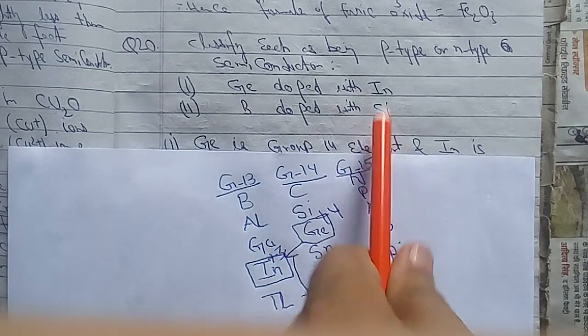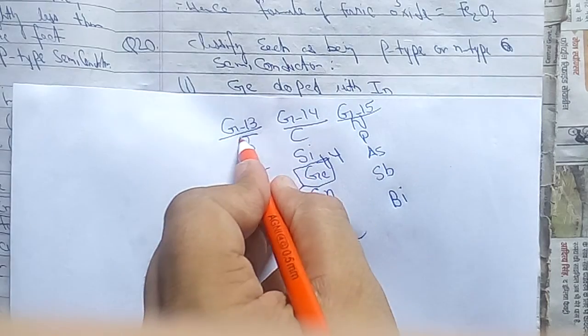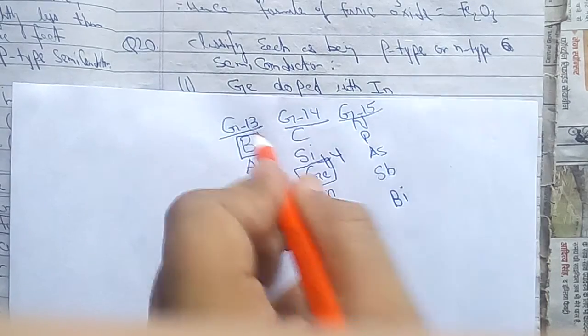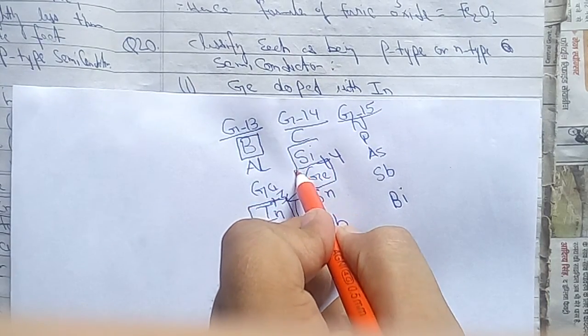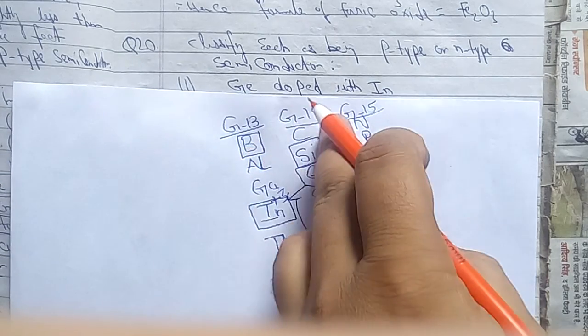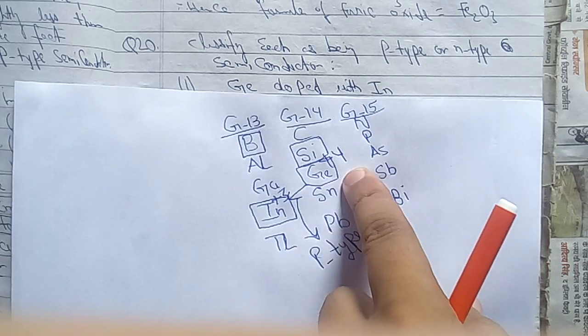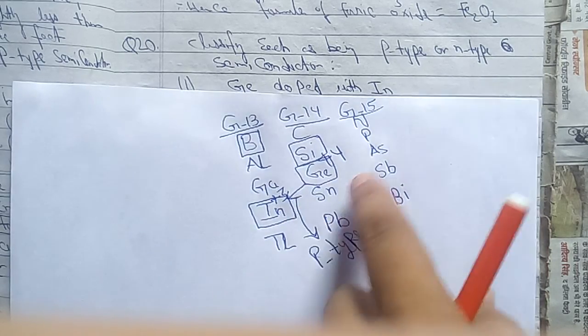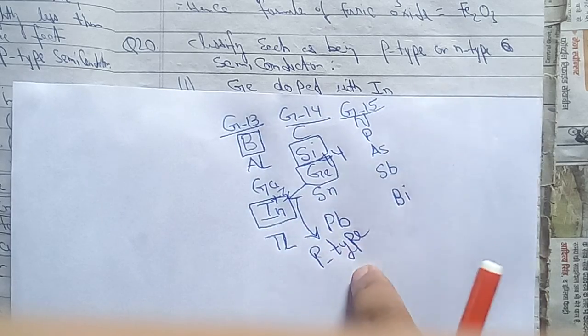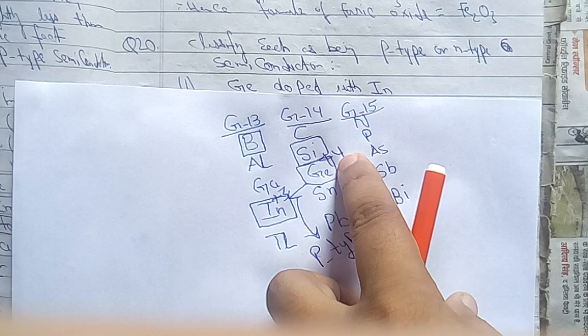The second case you can understand more easily. Boron doped with silicon. Now see, where is boron? Boron is in group 13, doped with silicon, group 14. Earlier we saw group 14 doped with group 13, where valency decreases from plus 4 to plus 3, which is p type. If valency increases, it will be n type.